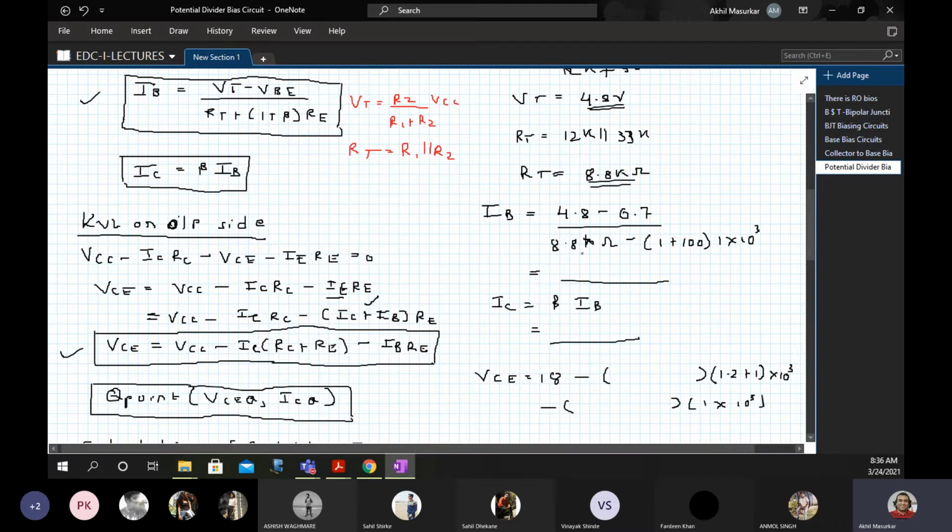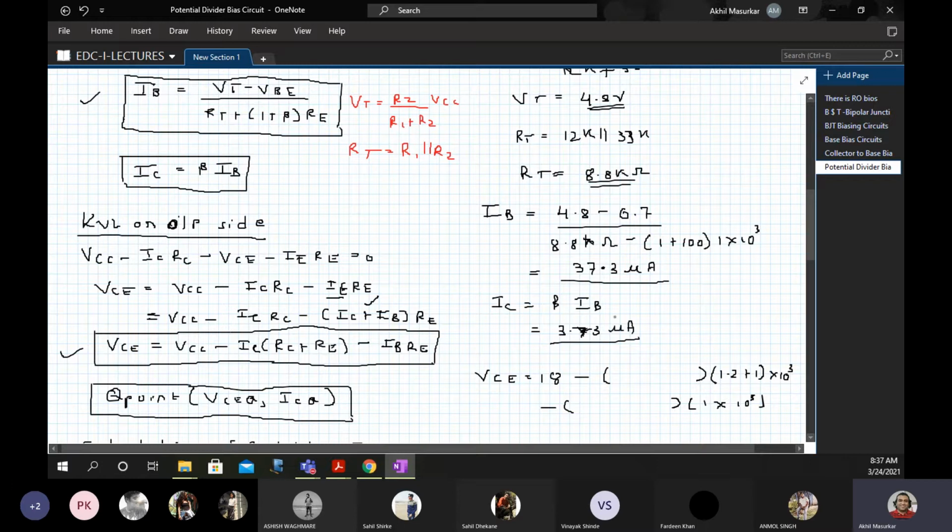So my first question is, what is the value of IB? According to my calculation, IB is 37.3 microamperes and IC is 3.73 microamperes.